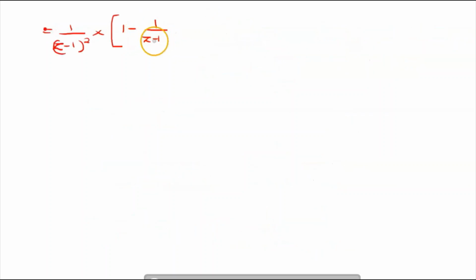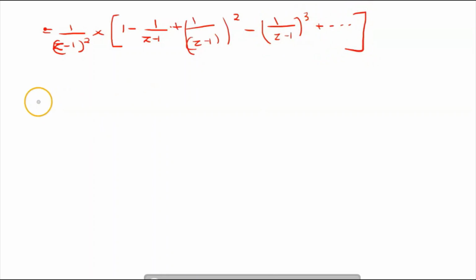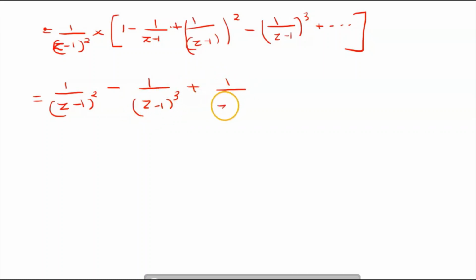What we get? 1 minus 1 by z minus 1 plus 1 by (z minus 1) whole square minus 1 by (z minus 1) whole cube plus etc. So multiplying 1 by (z minus 1) whole square inside, we get 1 by (z minus 1) whole square minus 1 by (z minus 1) whole cube plus 1 by (z minus 1) all raised to 4 minus 1 by (z minus 1) all raised to 6 plus etc.